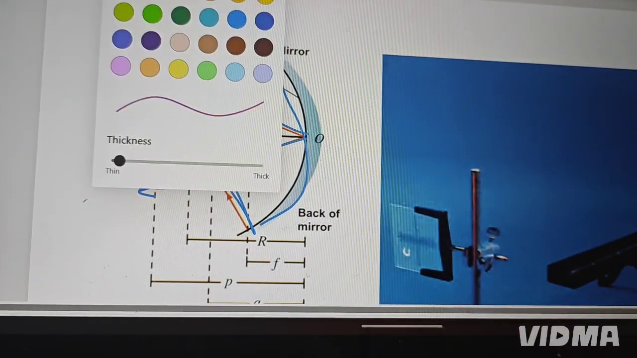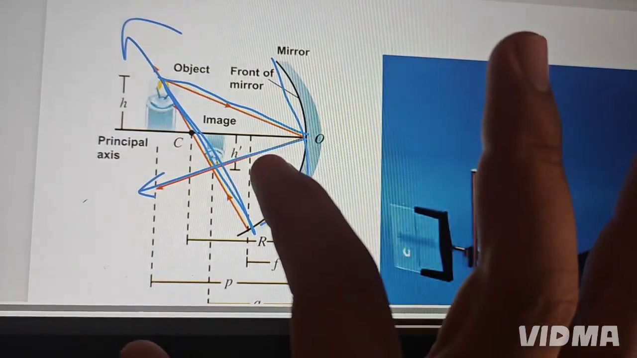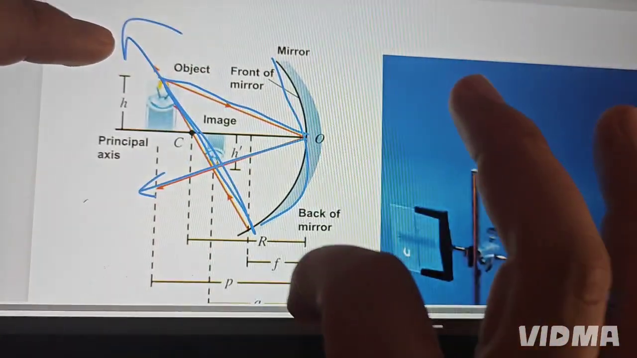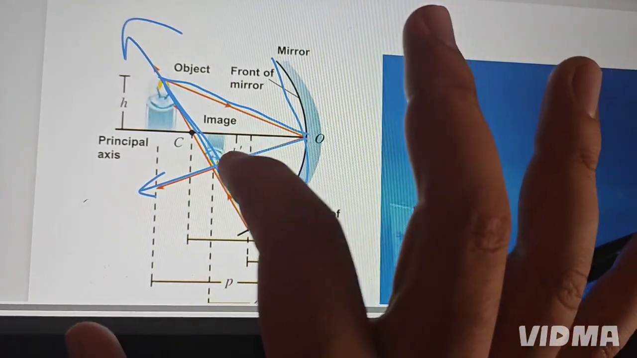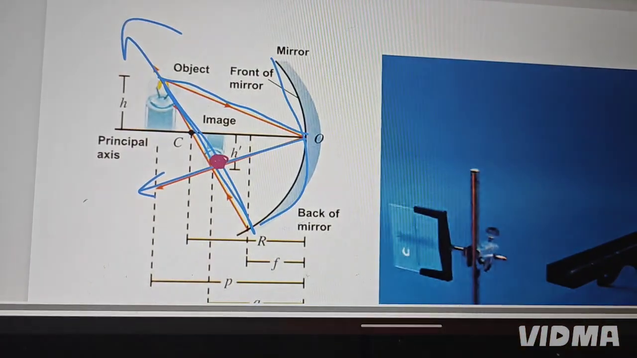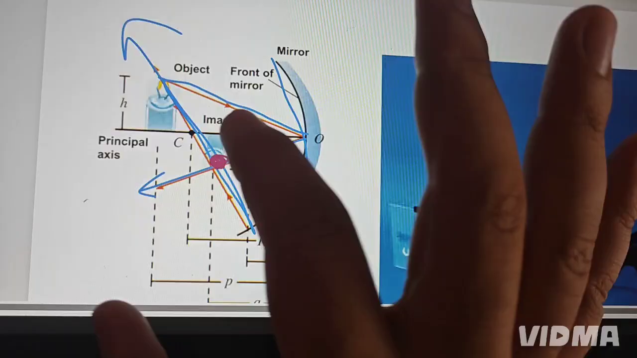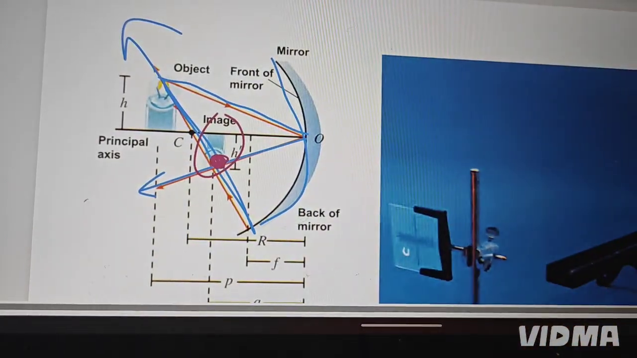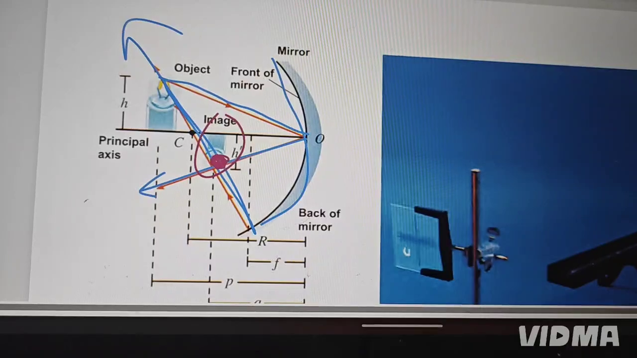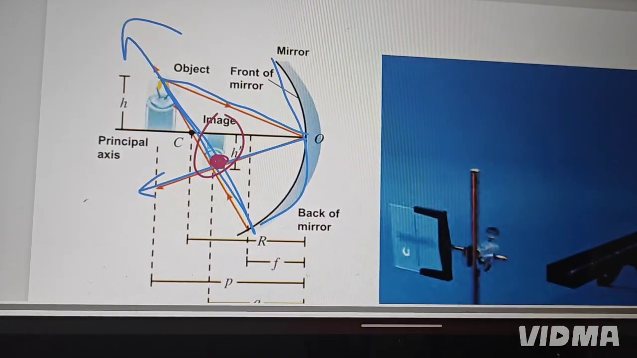So we see that this is the first light after reflection, and this is the second light after reflection. Both of the lights are intersecting at this point. So that means in here the image is going to be produced, because as I explained in the previous video, same thing as a flat mirror.